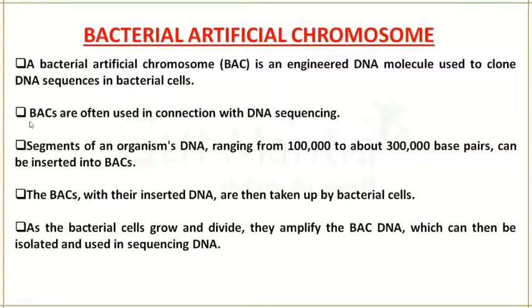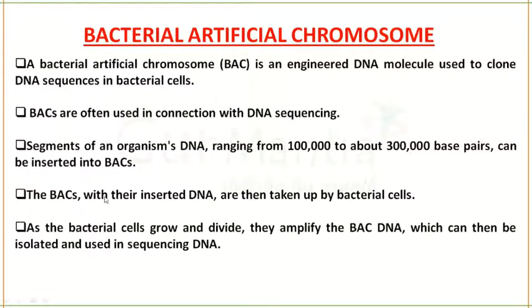BACs are often used in connection with DNA sequencing. Basically, bacterial artificial chromosomes are used for DNA sequencing. Segments of an organism's DNA ranging from 100,000 to about 300,000 base pairs, which means 100 kilobases to 300 kilobases, can be inserted into a BAC.